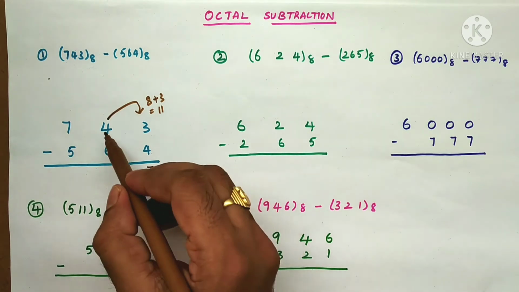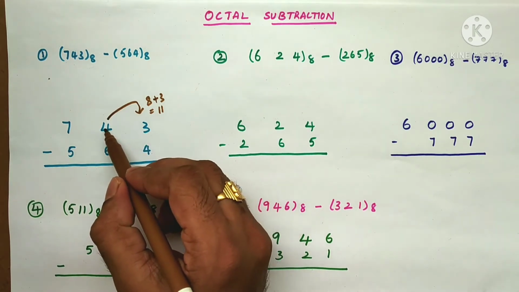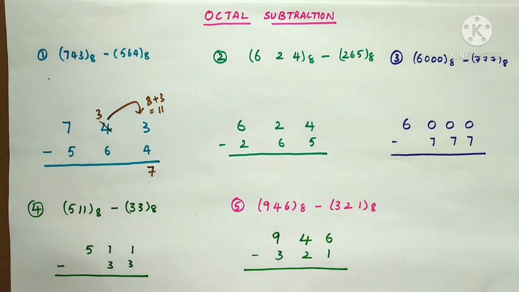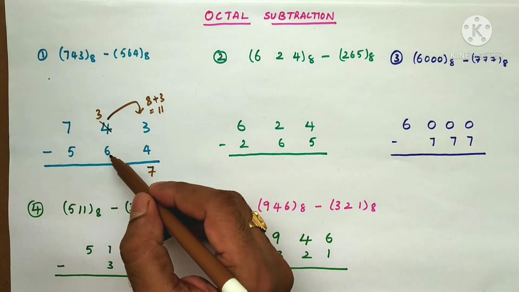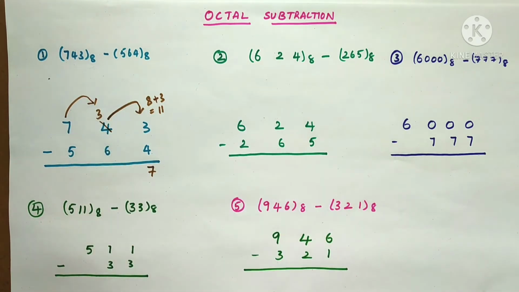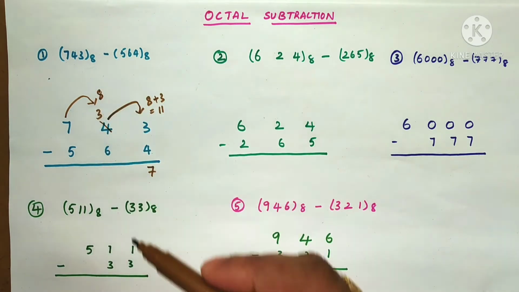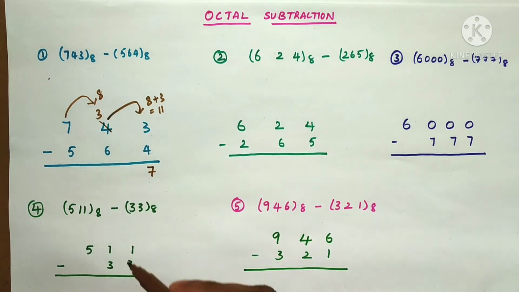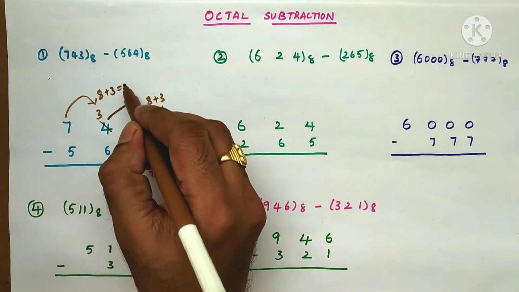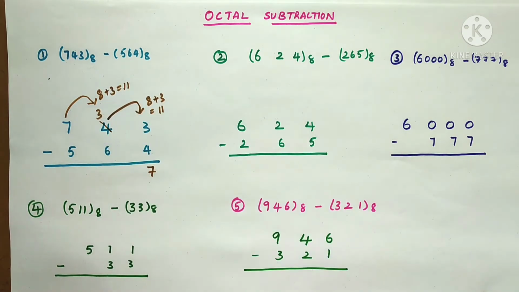Okay. Since we have taken borrow from here, the value here will be 3. 3 minus 6. Podu. So you have to get borrow from 7. Borrow means 8. Why? Because this is octal number system. So 8 is there. Here it is 3. 8 plus 3. Again it is 11. 11 minus 6. It is 5.